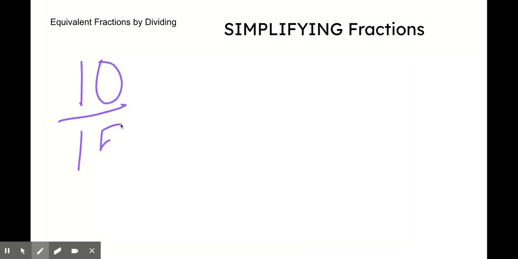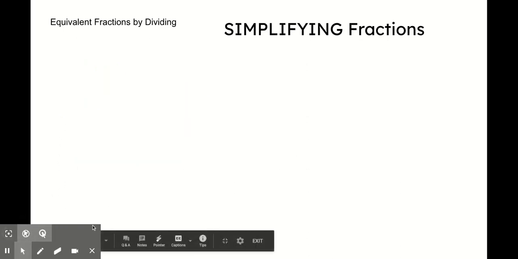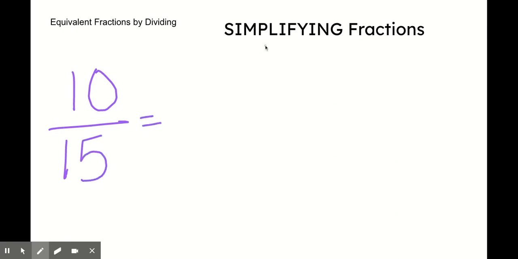I'm going to give you 10/15. You still can find an equivalent fraction when you multiply. Okay, I can multiply by 2 for numerator and denominator, and that will give me 20/30. I can still do that. But for dividing, instead of multiplying by the same number, we're just going to be dividing by the same number, okay? And this is how I'm going to show you right now how to figure out what number you need to divide by, because we're simplifying.